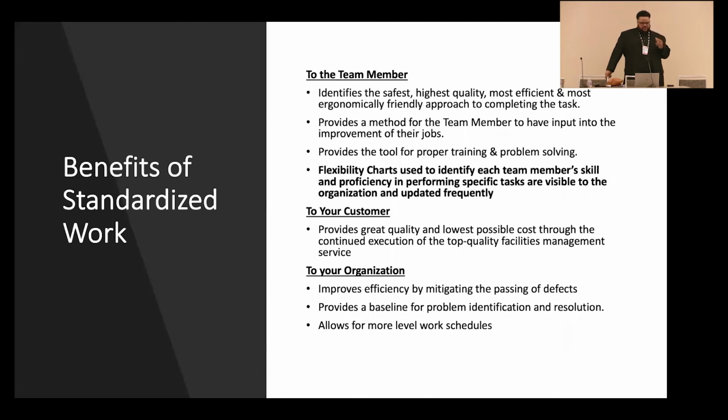And then there's a concept known as a flexibility chart. Basically what it does is it identifies each team member's skill and proficiency in performing specific tasks, and it's visible to the whole organization so that everybody knows what everybody else can do. So in the event Johnny wins the lottery and decides not to come in to work, we know somebody can do Johnny's job. Or if Joanne decides that she's had it and for whatever reason, someone can do Joanne's job.